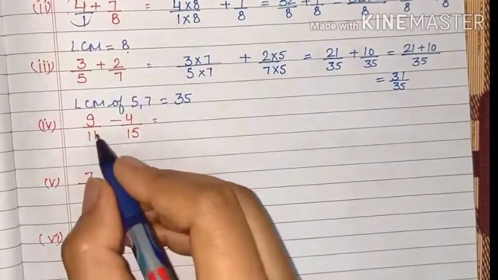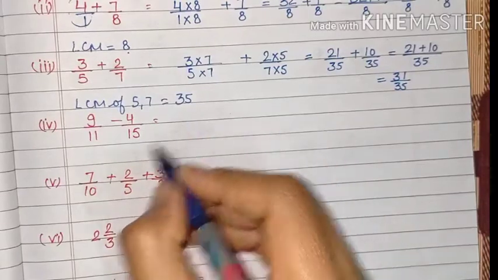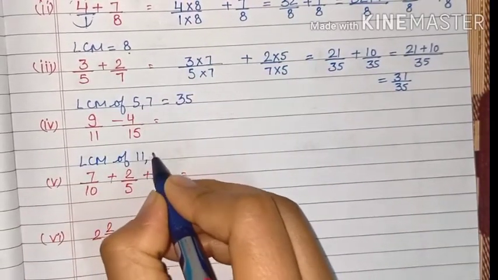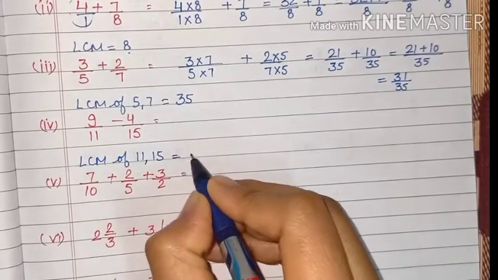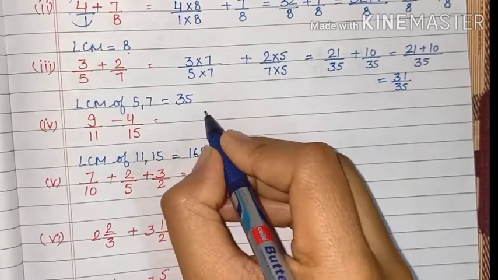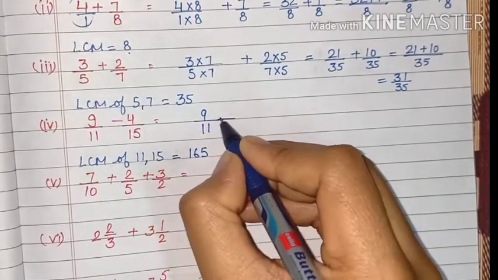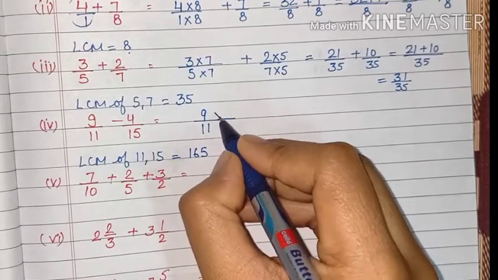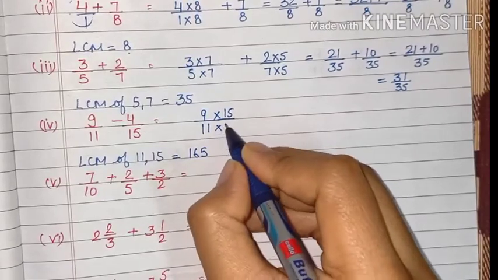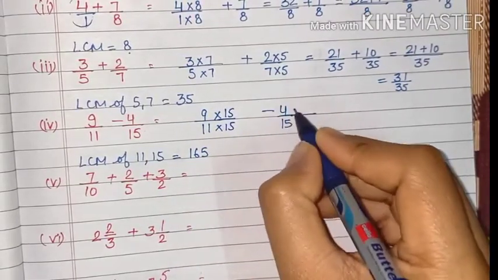It is given 9 upon 11 minus 4 upon 15. So here first of all, the LCM of 11 and 15 is equal to 165. Okay. Now we will make equivalent fractions with the denominator 165. For that we will multiply 9 by 11 with 15 and 4 by 15 with 11.